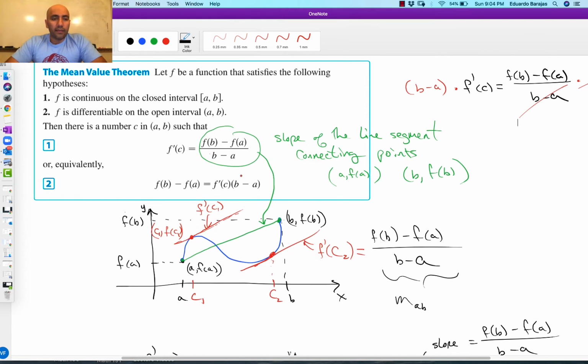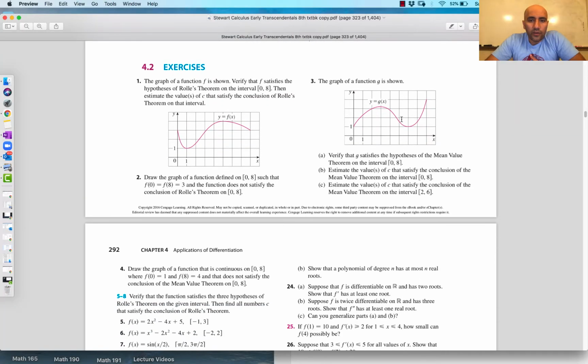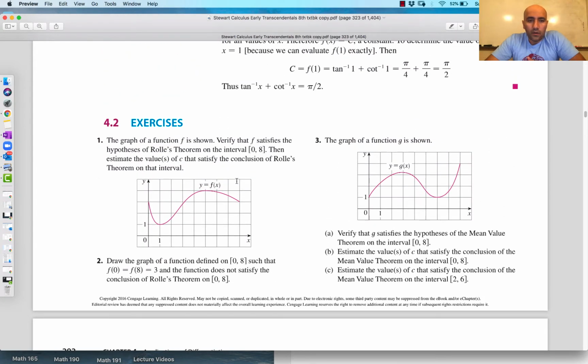Okay, so that's really the main idea, the main concept in this section. So let's just jump into some examples and see how we can use Rolle's theorem or the mean value theorem to solve some of your homework exercises. Okay, so here are the exercises for this section. Numbers 1 and 2 give you this nice graph. Verify that g satisfies the hypotheses of the mean value theorem on the interval from 0 to 8. Estimate the values of c. Okay, so I think you can probably do that.